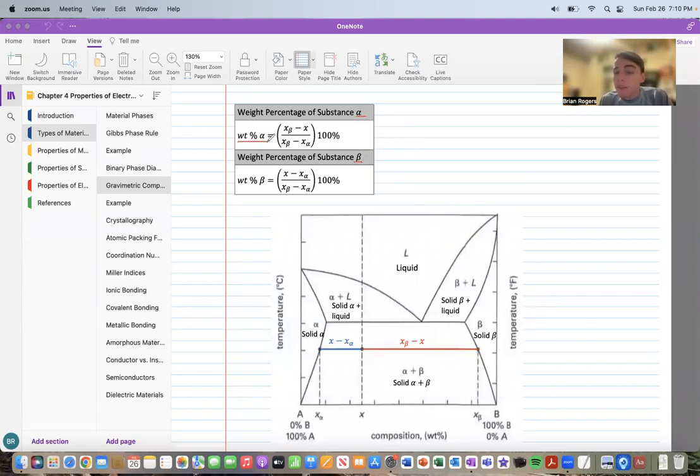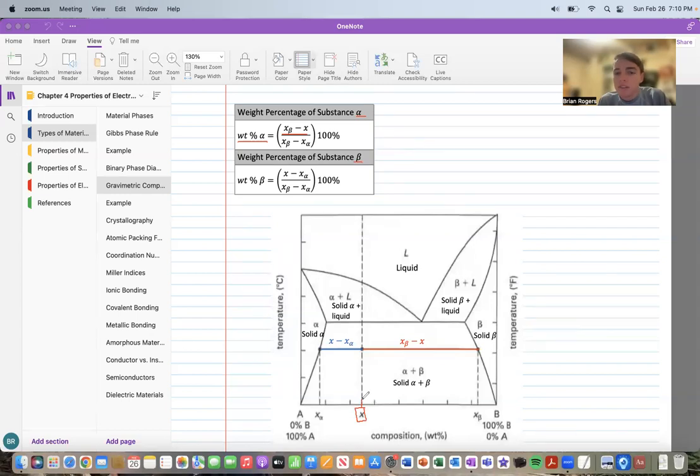And so what this is going to represent is, in the numerator, you'll see x sub beta minus x. And you're probably wondering, what does this mean? Well, x here refers to your composition. And so along your x-axis, what is the composition? How much do you have of substance alpha and how much do you have of substance beta? And so your x is determined by that composition of each.